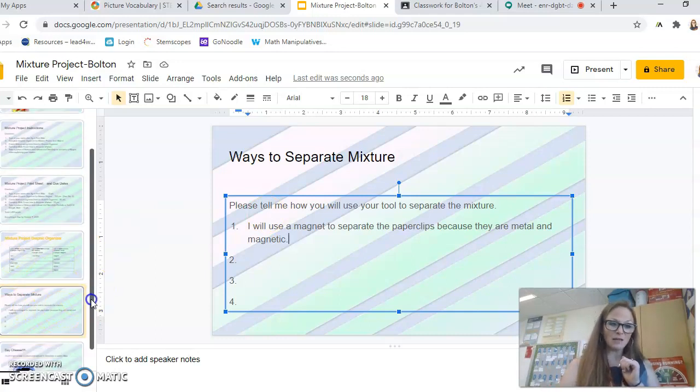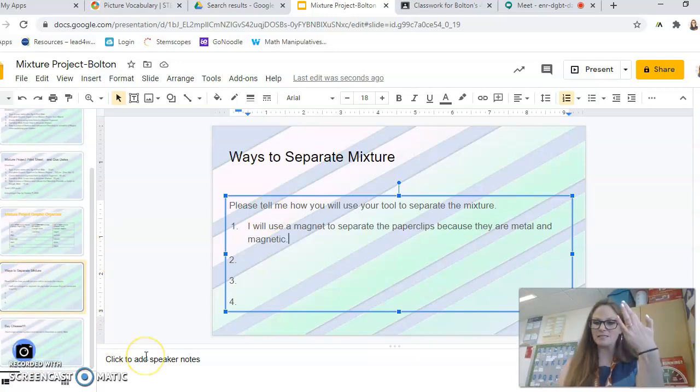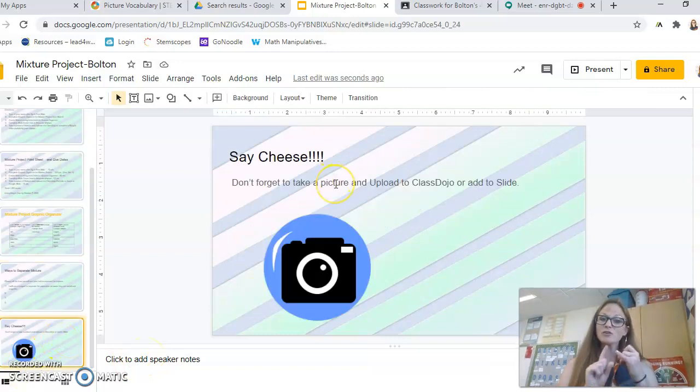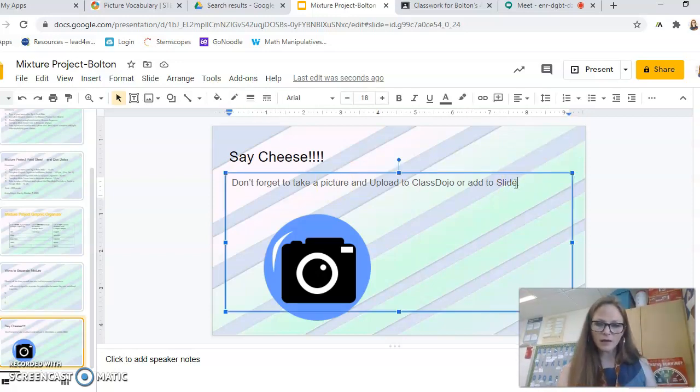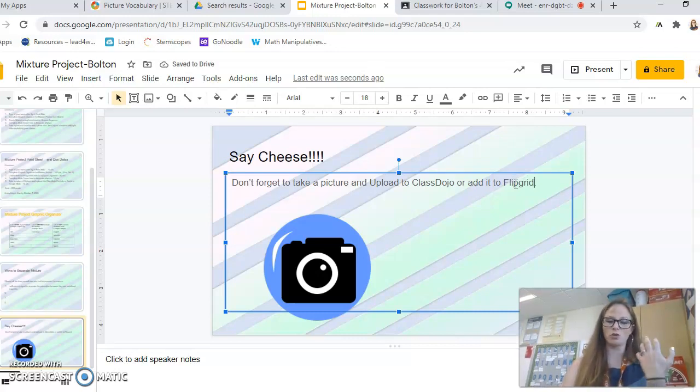Then, last but not least, after you have completed all of these steps, told me everything you're going to do to separate out, last thing you're going to do is either take a picture and upload it to Class Dojo, or, and I had changed that to Flipgrid, add it to Flipgrid. You're going to add a video to Flipgrid. I'll have an assignment up there where you can show your video and tell me all about your mixture.